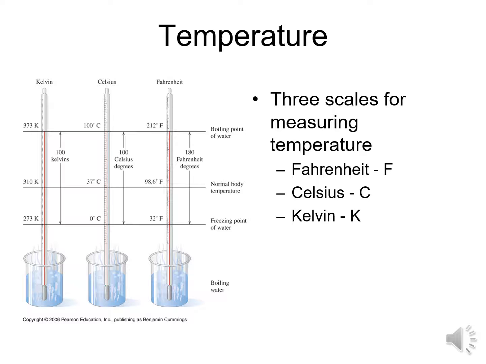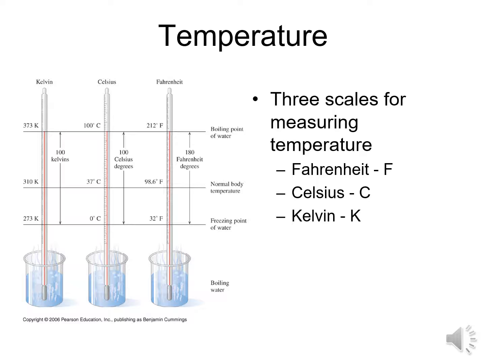Only the starting unit and starting number will determine sig figs in the final answer. If we look at temperature, temperature is a measure of the average kinetic energy of the particles in a substance. For example, boiling water on the Fahrenheit scale is 212 degrees Fahrenheit. On the Celsius scale, it's 100 degrees Celsius. And on the Kelvin scale, it's 373 kelvins. Normal body temperature in Fahrenheit is 98.6. In Celsius it's 37, and in kelvins it's 310. Freezing point of water is 32 degrees Fahrenheit, 0 degrees Celsius, and 273 kelvins.